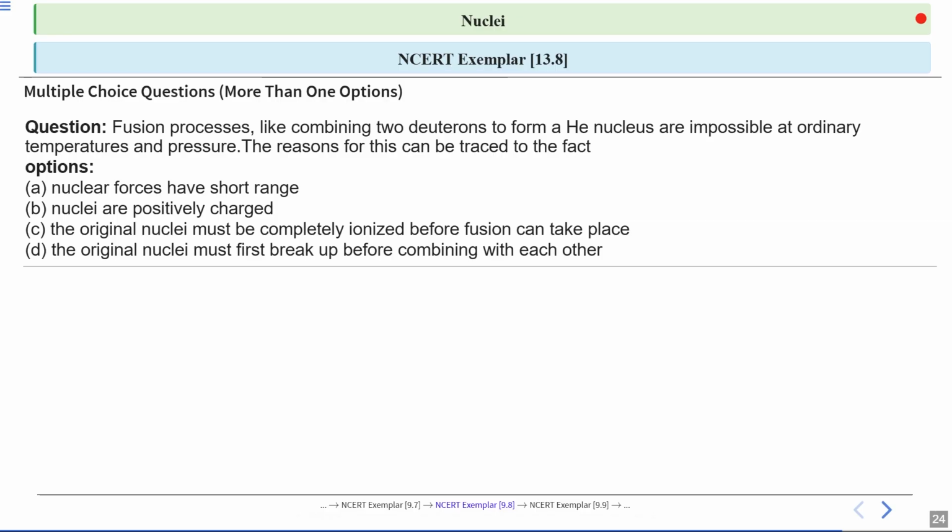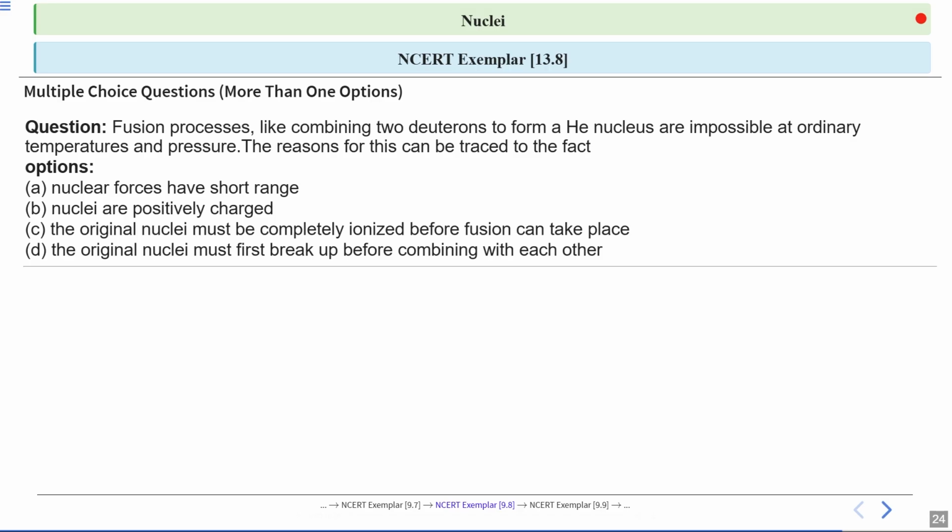The next question is a multiple choice question and more than one option can be correct. The given question focuses on the challenges associated with nuclear fusion, specifically the process of combining two deuterium nuclei to form a helium nucleus. It explores the reason why such fusion processes are not feasible under normal conditions, that is, at ordinary temperatures and pressures. Four options are given and you have to choose the correct ones. More than one option can be correct.